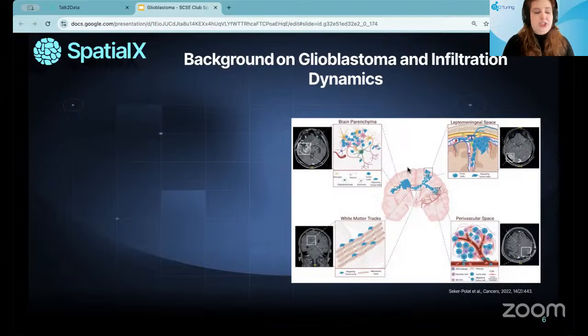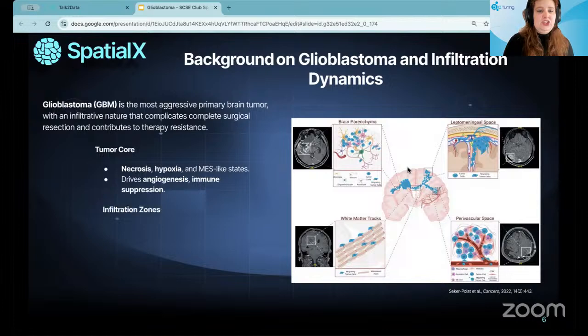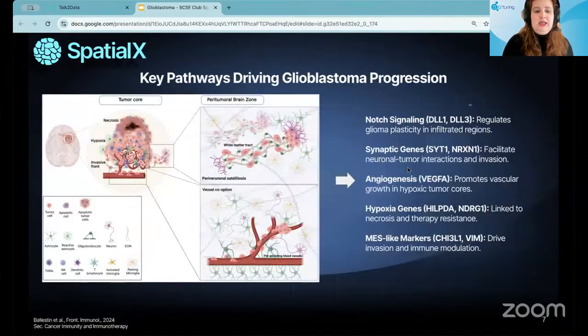You also have other regions which are quite important when it comes to targeting glioblastoma, which is the infiltration zone. This is really characterized by malignant cells that can extend into the peritumoral brain region. And this can also interact with other cell types like neurons, astrocytes, and oligodendrocytes. So this is also quite an important local area in the tumor that we'll try to focus on today. Okay. And this is just an example of these different zones and where they're located in the brain.